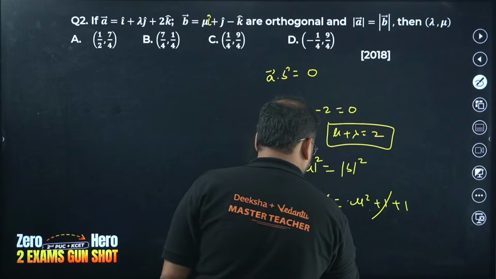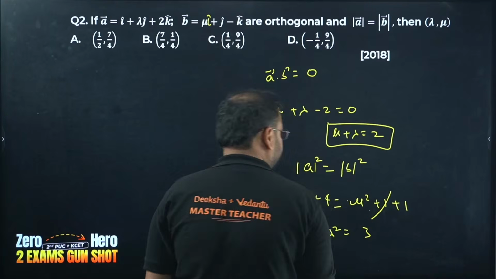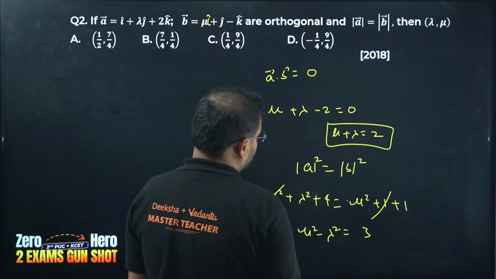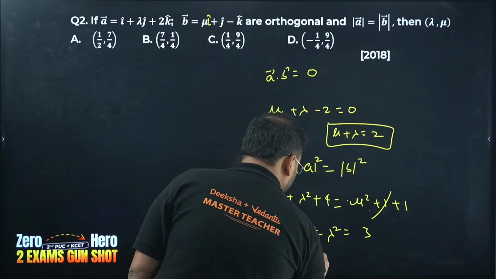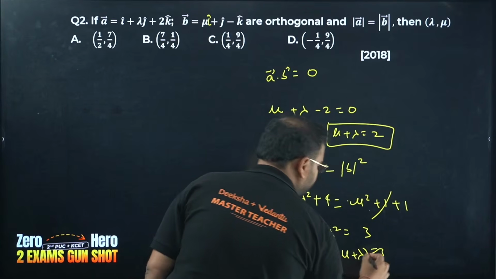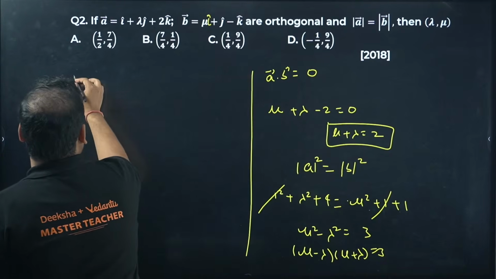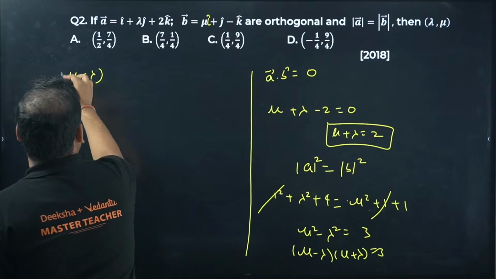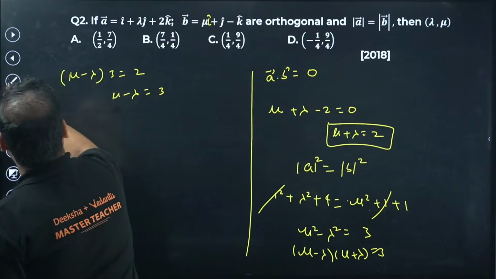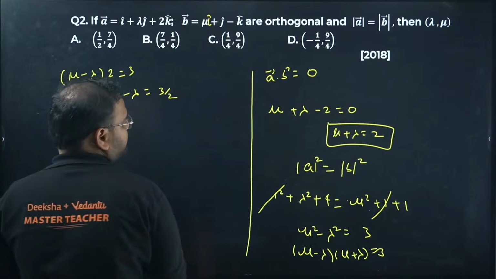So I get mu square minus lambda square equals 4 minus 1, which is 3. Move this over here, you'll get 4 minus 1, which is 3. So what are you getting now? Please check. You're getting mu minus lambda times mu plus lambda is 3. And mu plus lambda is given as 2. It means mu minus lambda into 2 equals 3, so mu minus lambda is nothing but 3 by 2.